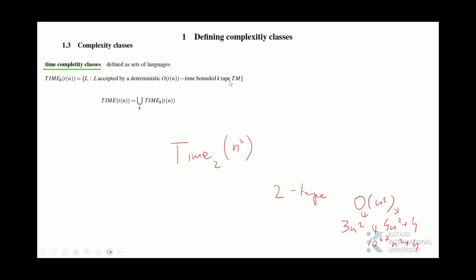Is this definition clear? Then TIME(T(n)) without k is the union over all k of such things. That means TIME_2(n squared) is a subset of TIME(n squared). TIME(n squared) means that it's accepted by some k-tape Turing machine in O(n squared) time. I do not care about the number of tapes, unless I specify a number here, asking for a two-tape machine or whatever.